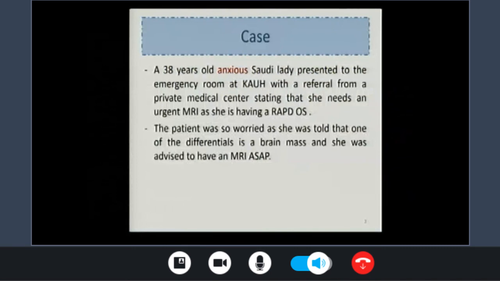Around 2 weeks ago, we received a 30-year-old, very anxious Saudi lady who presented to our emergency room at King Abdulaziz University Hospital with a referral from a private center stating that she needs an urgent MRI as she has a relative afferent pupillary defect in her left eye. The patient was so worried as she was told that one of the differentials is a brain mass, and she was advised to have an MRI as soon as possible.